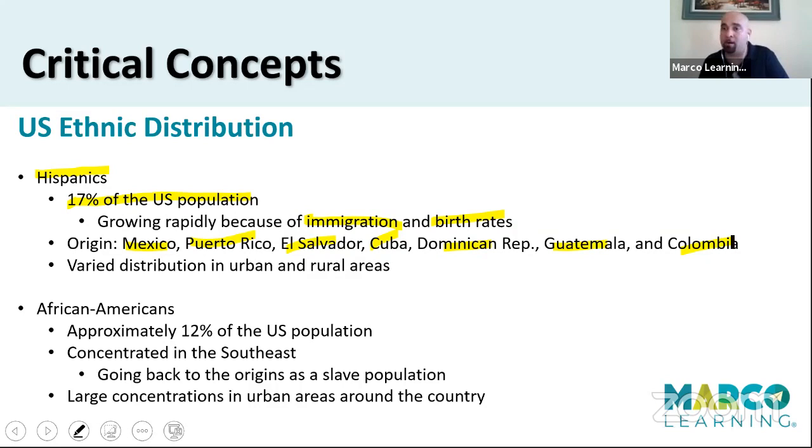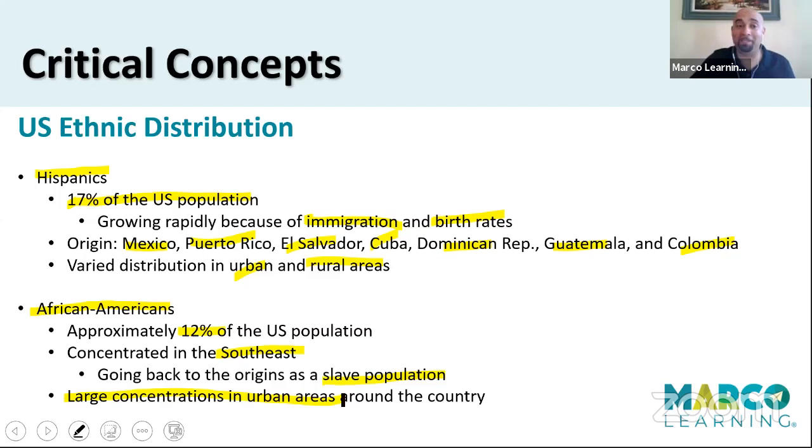It's distance decay. For Hispanics, you will have urban populations as well as rural populations, and you have rural populations specifically because of the connection to their role in farm work. African Americans, the Black population, approximately 12% of the U.S. population, concentrated in the Southeast, and that goes back to the origins of them being forced over here as a slave population. They also, over time, have developed a large concentration in urban areas. I'm going to get to that on the last slide.